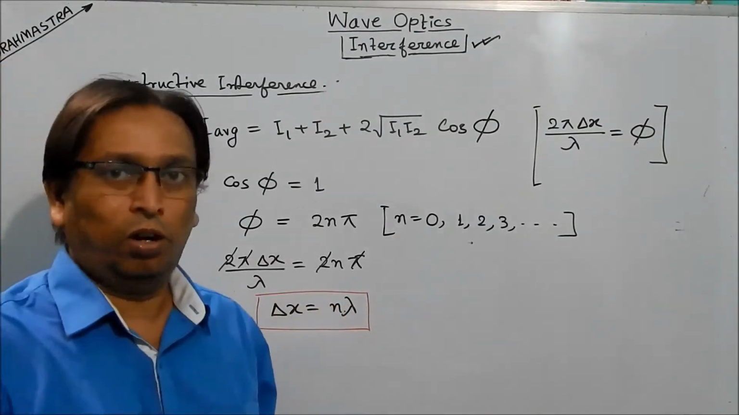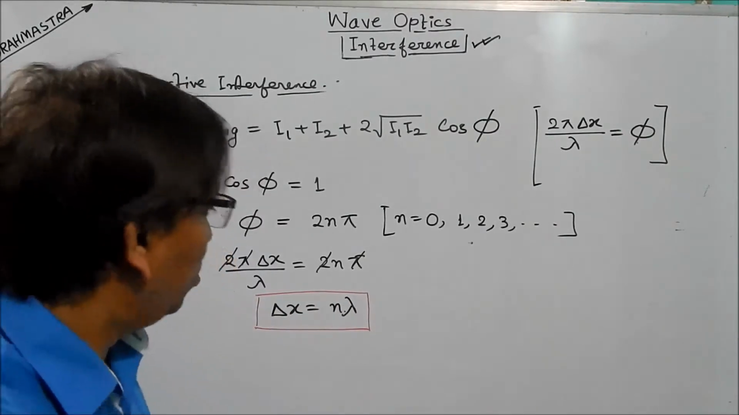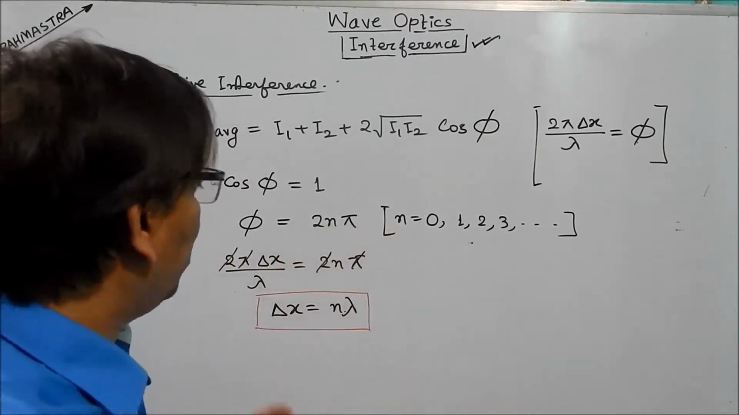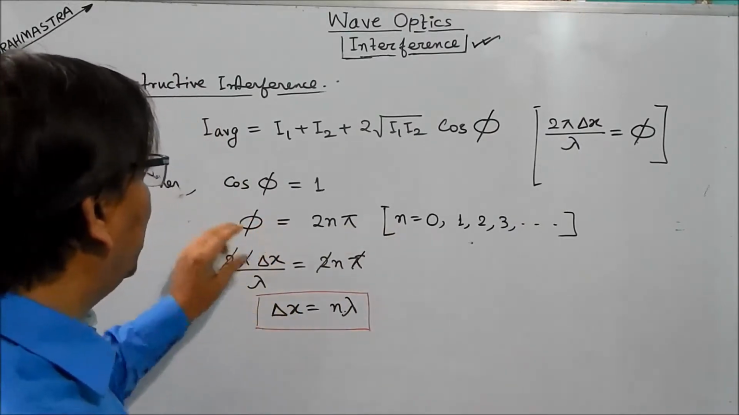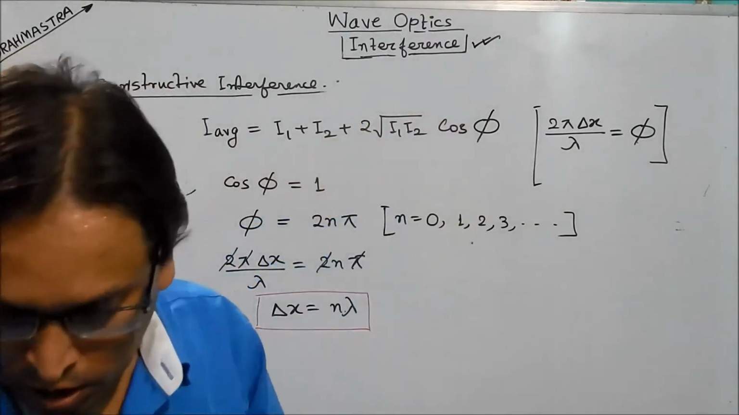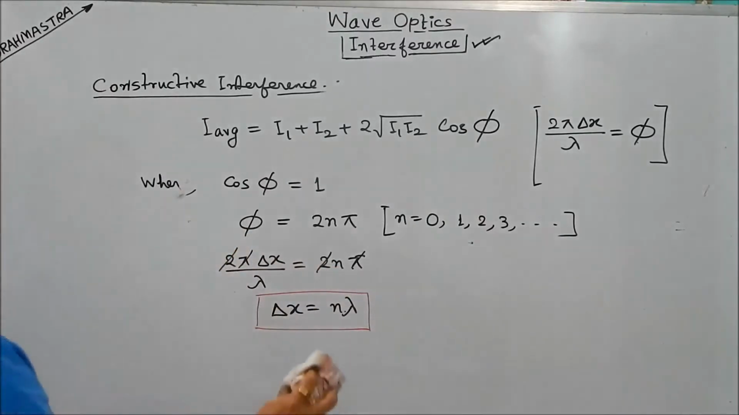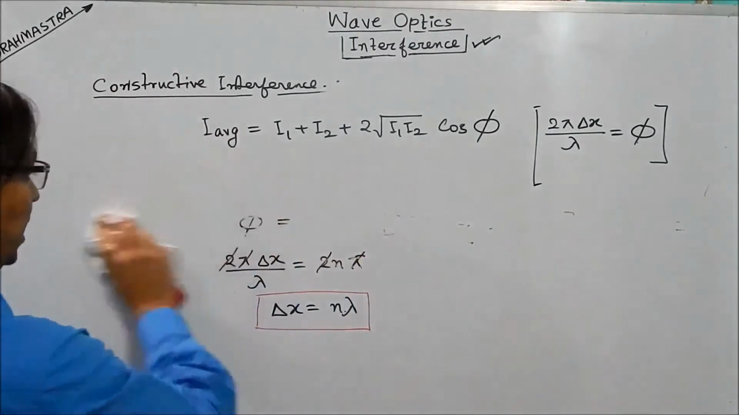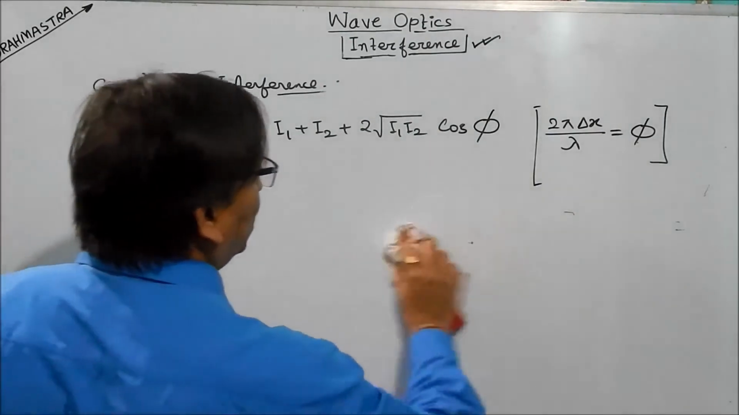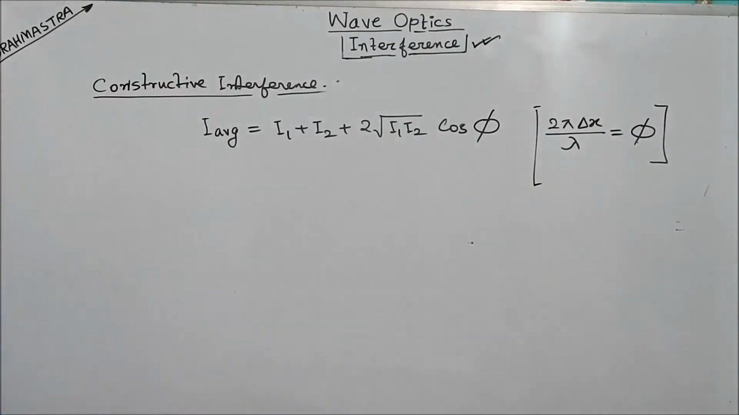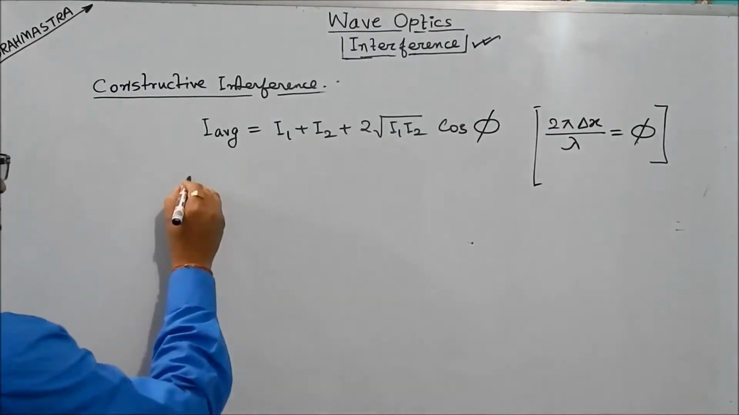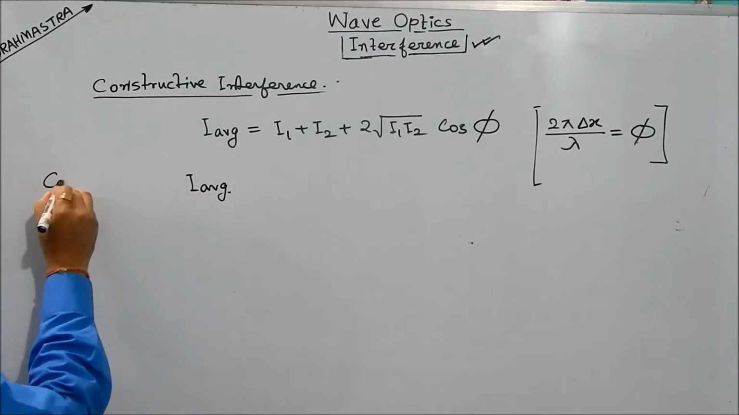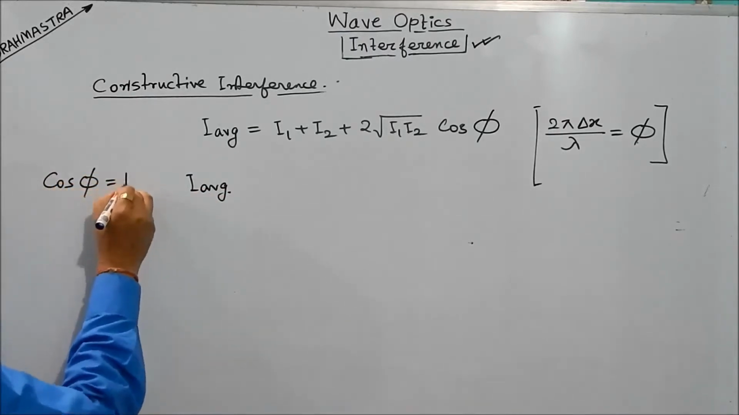Integral multiple of lambda. So what is this thing? I can give you a pictorial view, but first of all, let us see what will happen if the value of cos phi is 1. This is the mathematical condition, but what are the results? The results are like this. If the value of cos phi is 1, then we will get I average.